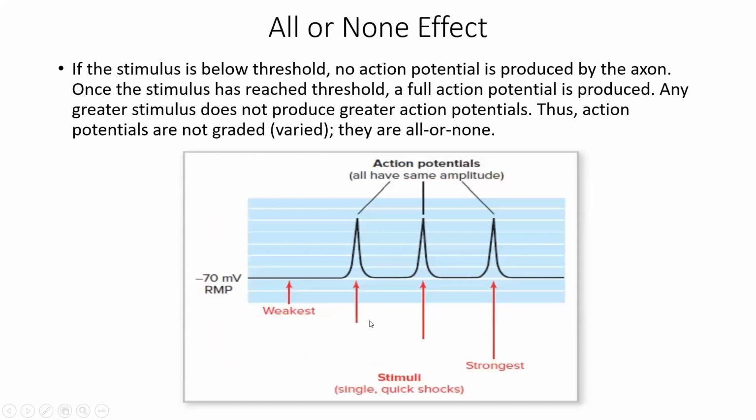If the stimulus is enough to reach the threshold, then in every single case, weak, medium-sized, and strong stimuli can produce the exact same action potential with the exact same amplitude. So after reaching the threshold, the amplitude of the action potential is standard, and it does not depend on the strength of the stimulus itself.